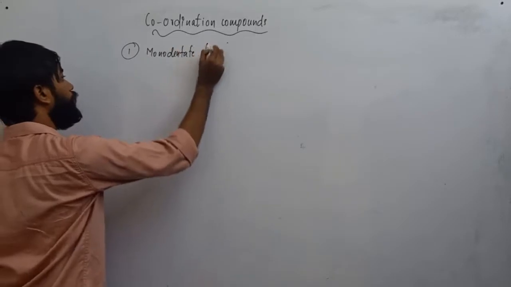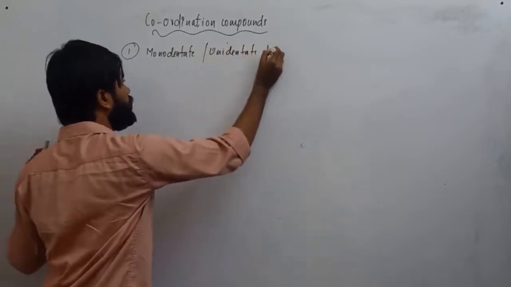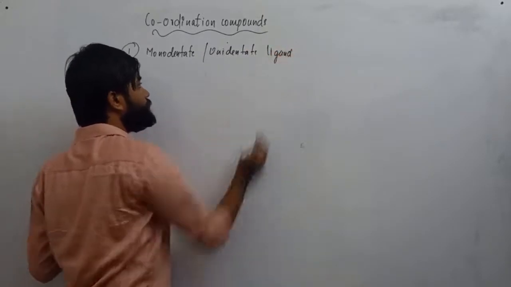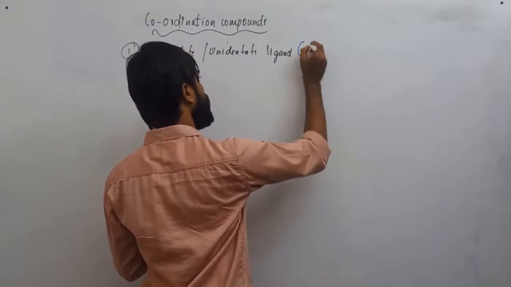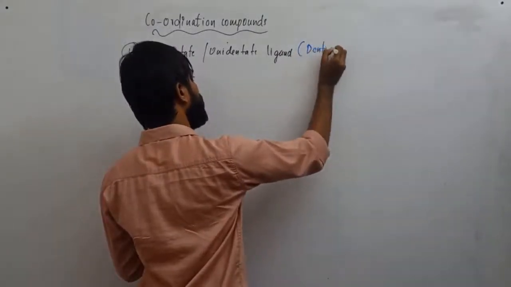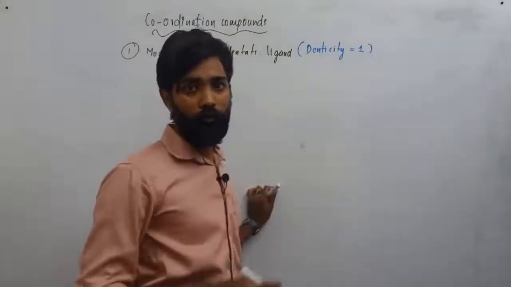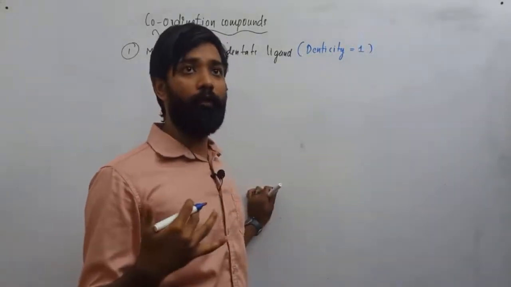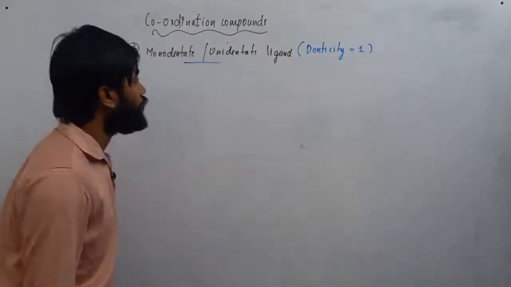Monodentate or unidentate ligand. You know what denticity is? Here the denticity is 1, which means a ligand can donate by means of only one donor atom. So that is said to be monodentate or unidentate.